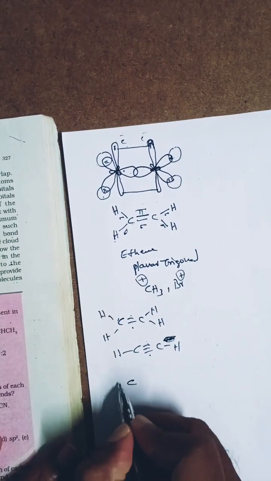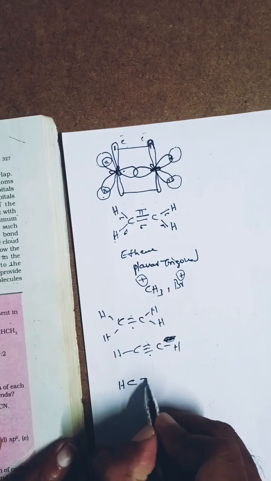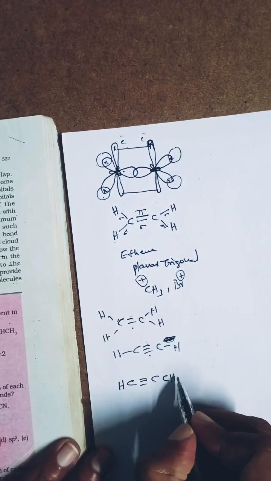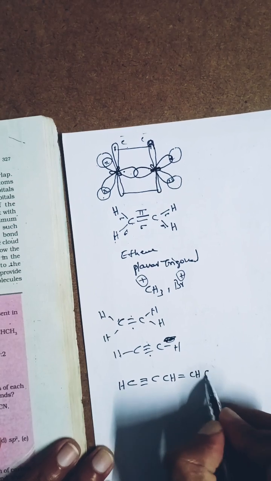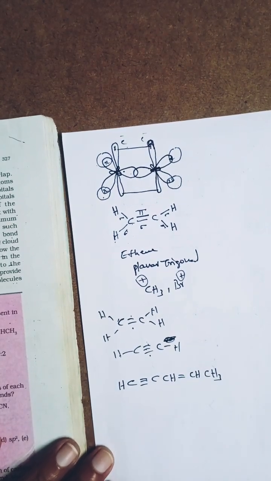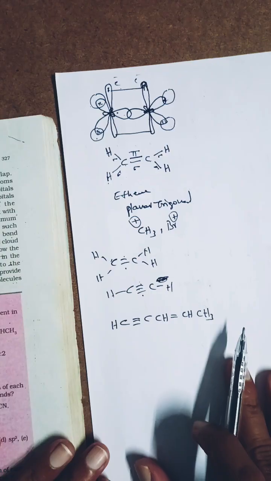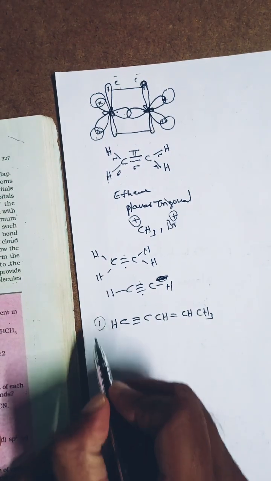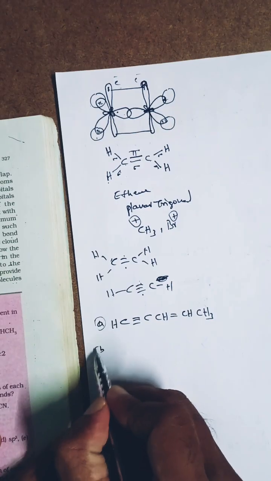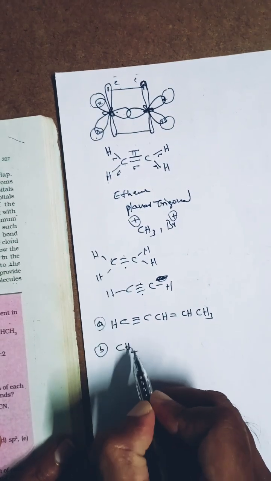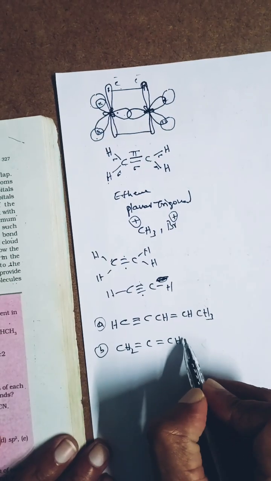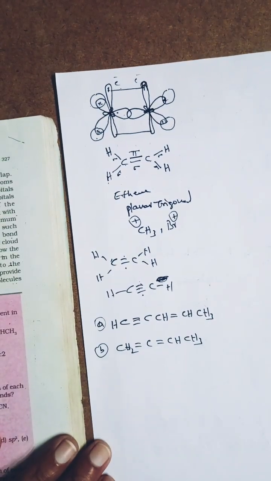This is CH triple bond C, CH double bond CH, CH3. This is what is given. Okay, this is the first molecule. The second molecule, this is A. So the second molecule given is CH2 double bond C double bond CH, CH3. These two molecules are given.